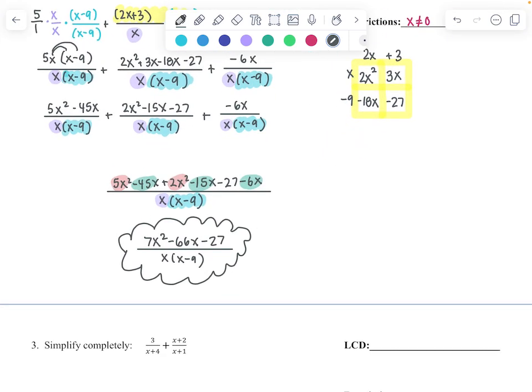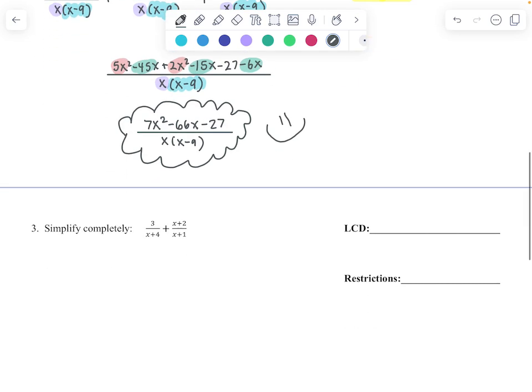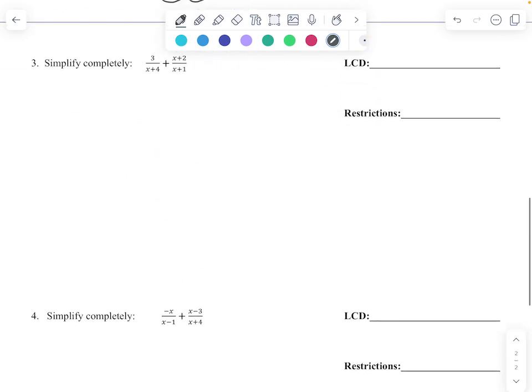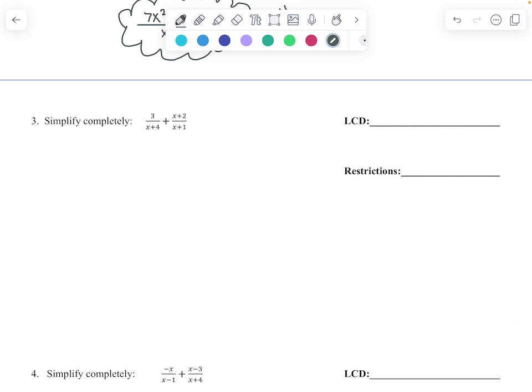All right, again, if you're following along, put a smiley face next to that so I know. You are going to attempt number 3 on your own, so pause the video to attempt.